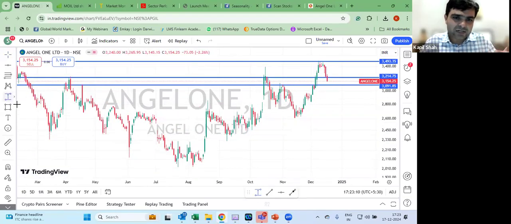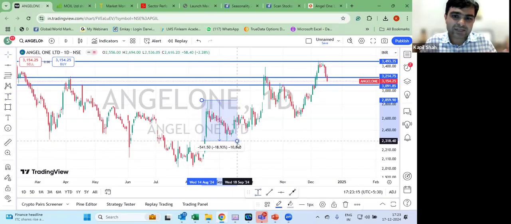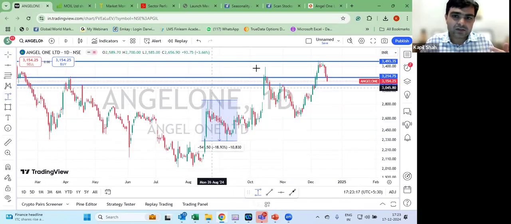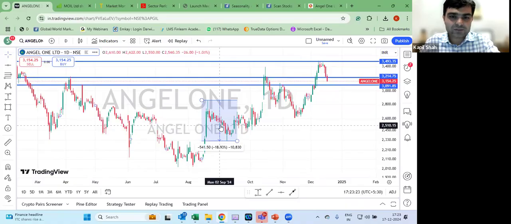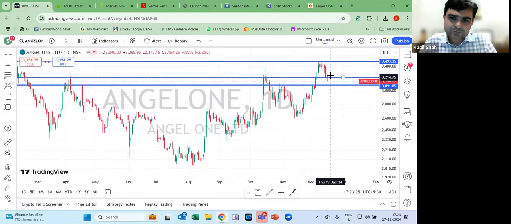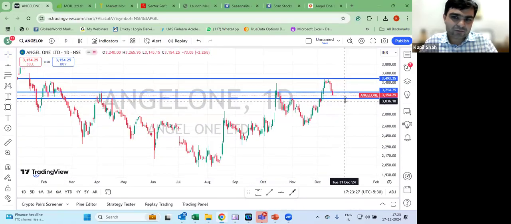Is there any kind of rhythm that I'm able to see? Let's say last time the fall happened over here, and it was about an 18% fall. This time the fall was about 22%. Not that much rhythm that I'm able to see. If I don't find repeated numbers, better to ignore. But then this is my first immediate support level. So ideally, I should wait for this particular stock.